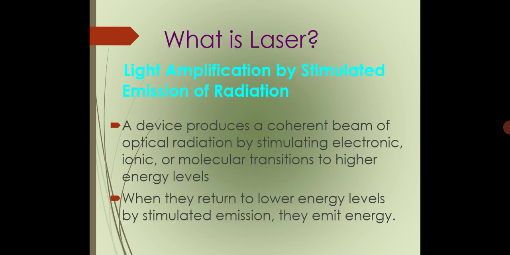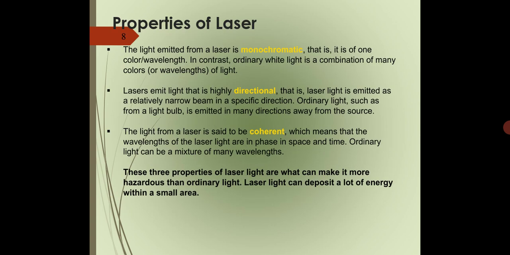Now, what is a laser? Laser is an acronym for light amplification by stimulated emission of radiation. It is a device which produces a coherent beam of optical radiation. Now, what are the properties of lasers? In lasers, we have monochromatic, directional and coherent light.